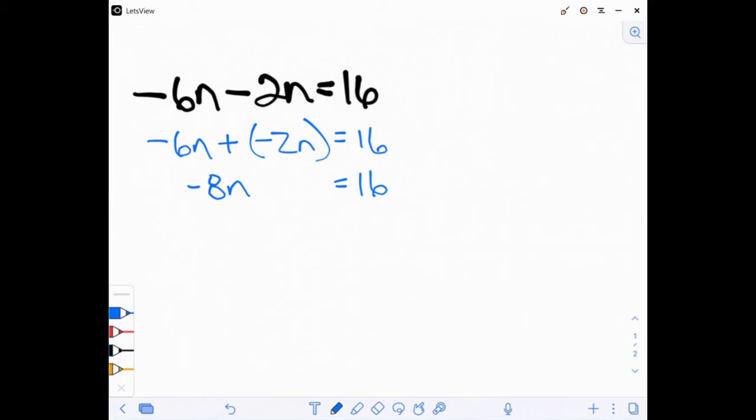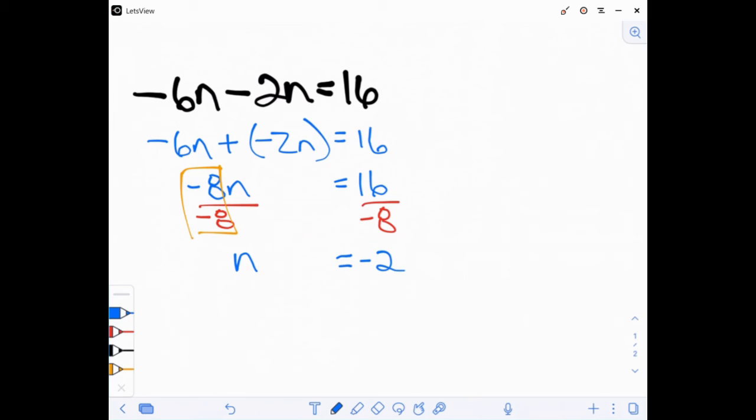Now we can solve this. I want to know what 1n equals. So to do that, I'm going to create a giant 1. To get rid of this negative 8, I'm going to divide by negative 8. What I do to one side, I got to do to the other. Divide the other side by negative 8. Why did I do that? Created a giant 1 here. Negative 8 divided by negative 8. That leaves me with n on the left side equals negative 2.